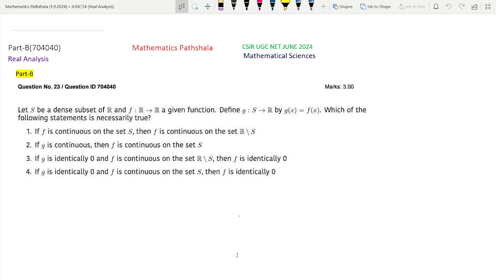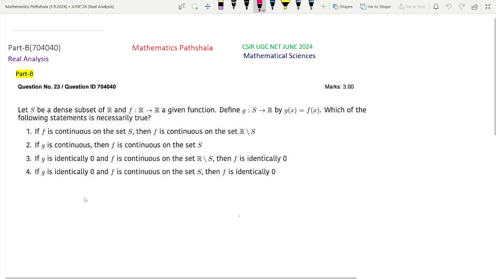This is a problem of CSIR NET June 2024 Mathematical Sciences. This is a problem of real analysis part B. The question ID is 704040. First we read this question.